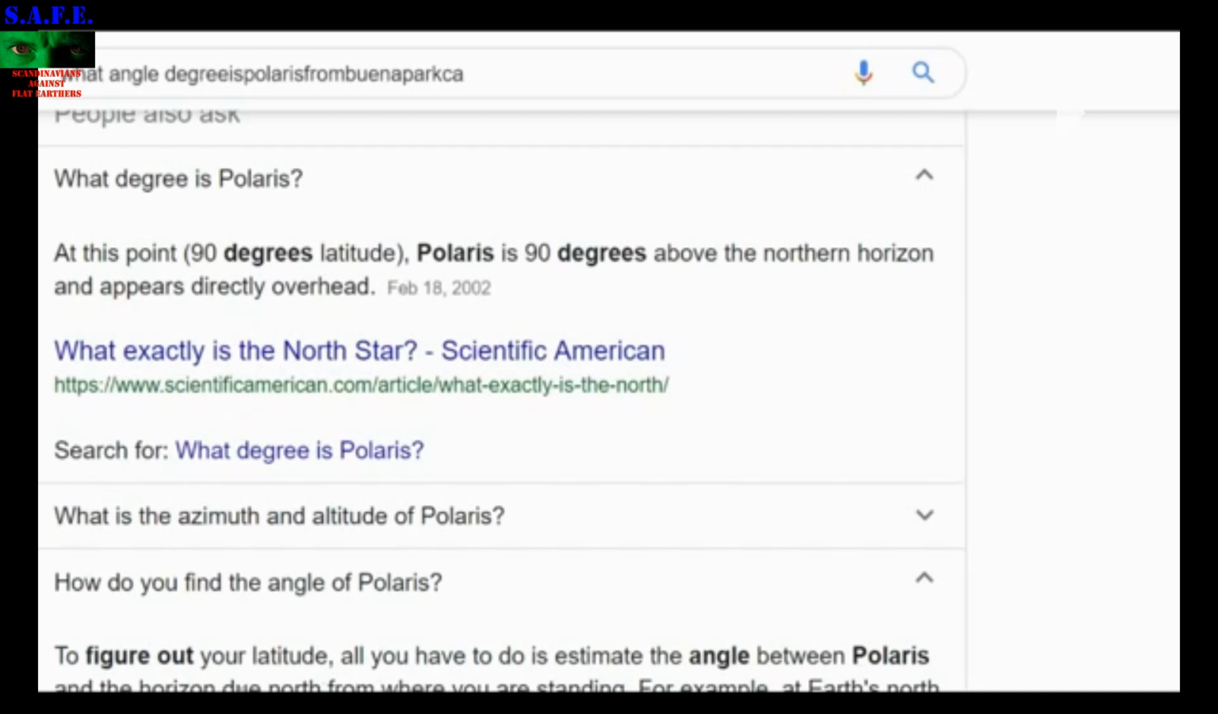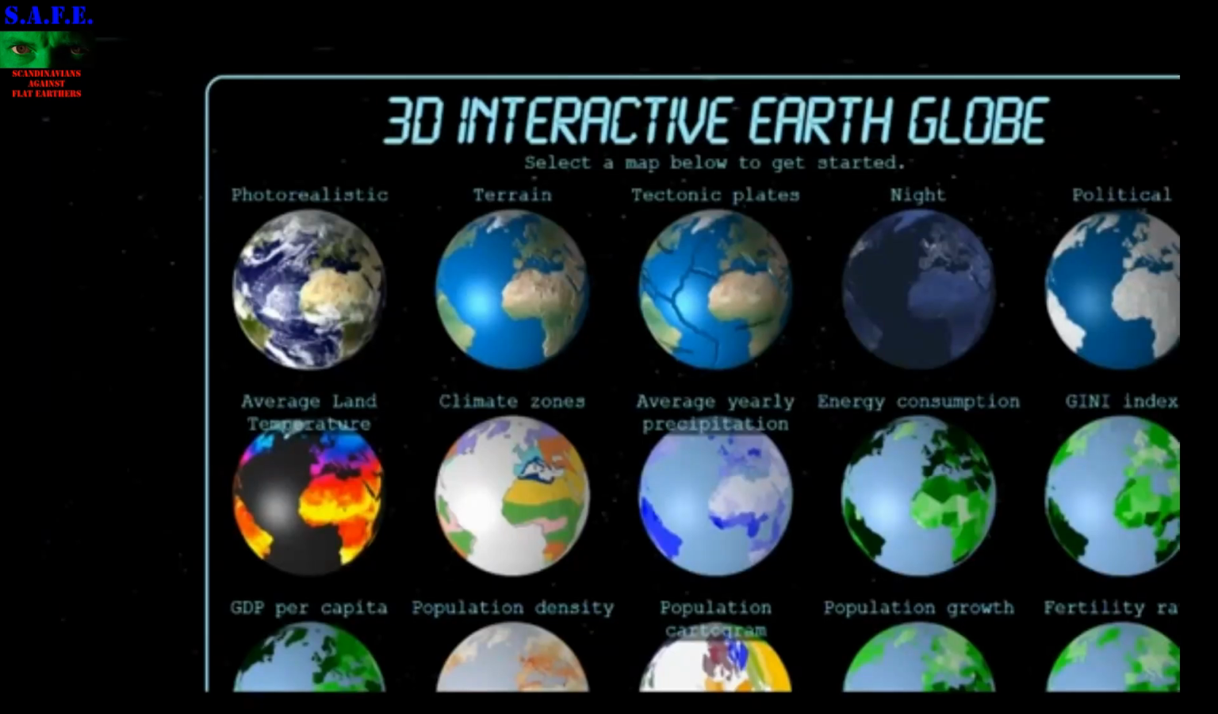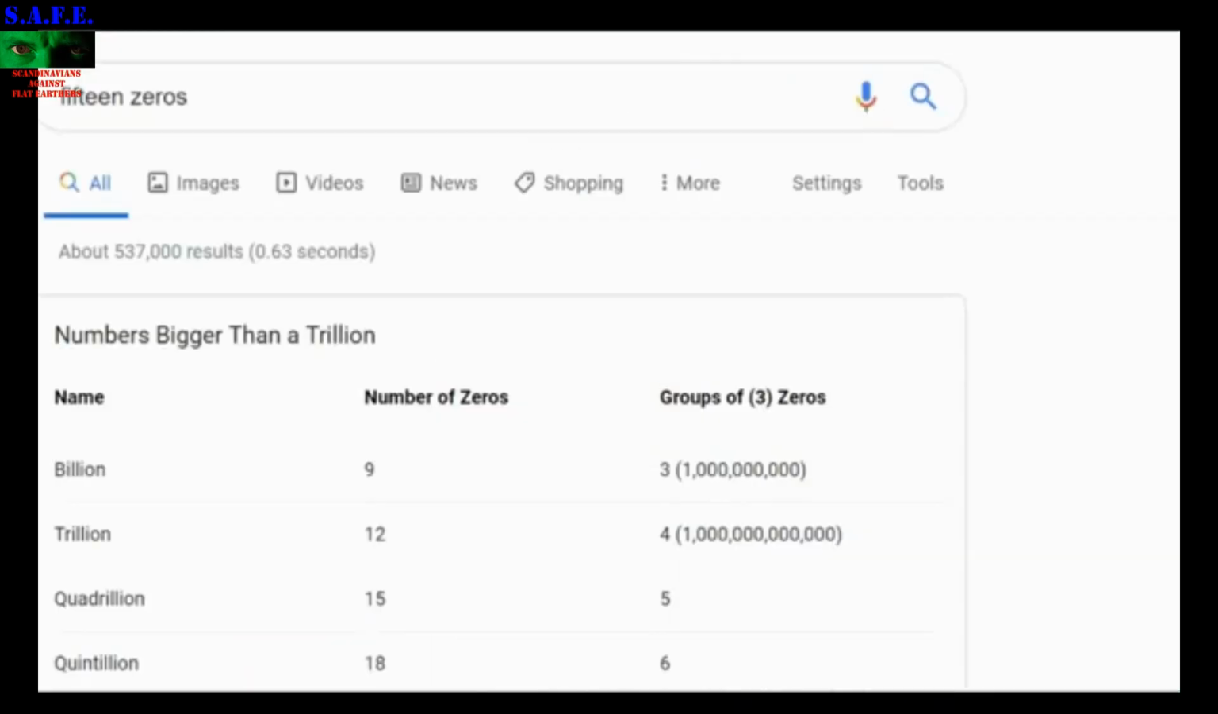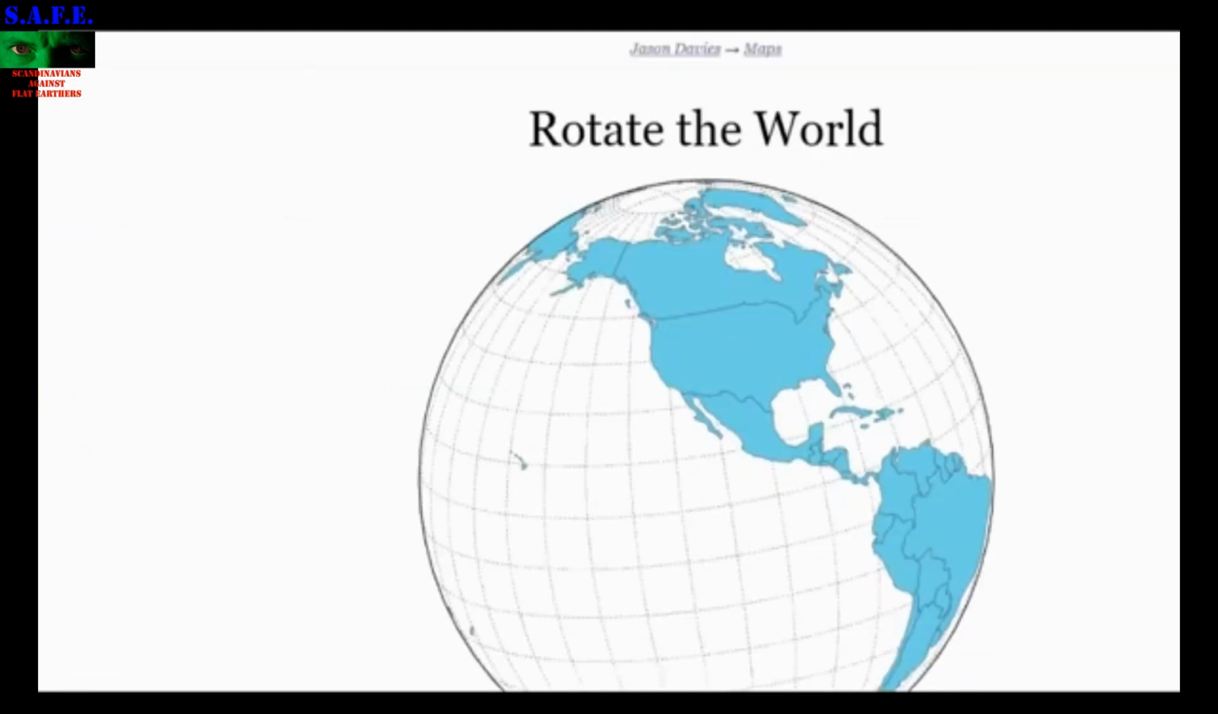For example, at Earth's North Pole, Polaris is directly overhead, which is 90 degrees above the horizon. Okay, so it's directly above the North Pole. Yes, it's directly above the North Pole. Right. So it's directly above this, right?